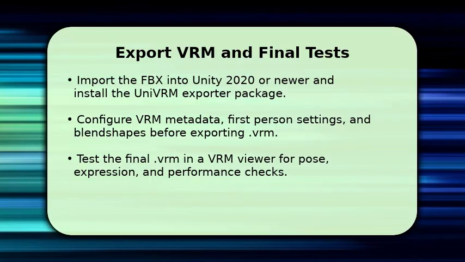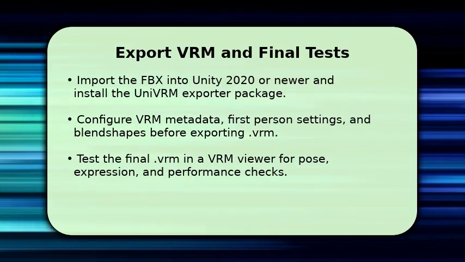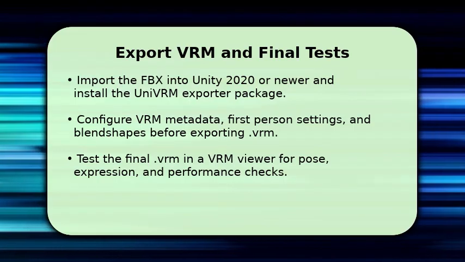Install the UniVRM package to enable VRM export and validation tools inside Unity. Set up the VRM meta information, including author, title, and licensing fields required by the format. Configure humanoid mapping in Unity and verify the avatar uses the correct avatar controller.